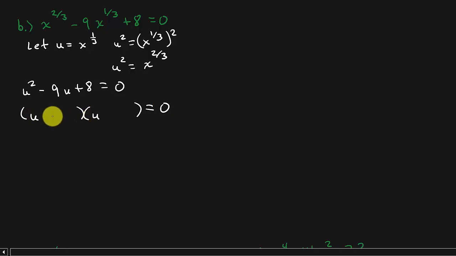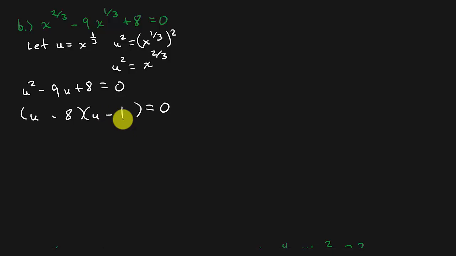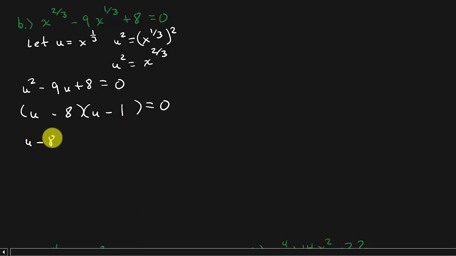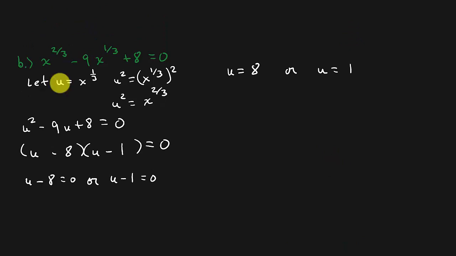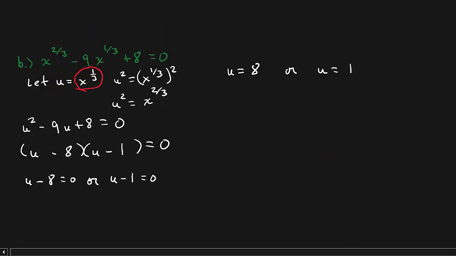So let's factor. That's U minus 8, U minus 1. So I get U minus 8 equals 0 or U minus 1 equals 0. So I get U equals 8 or U equals 1. All right, so now what did we do in the last one? Well, what does U equal? U equals x to the 1/3. So I'm going to replace the U's with x to the 1/3. So x to the 1/3 equals 8 or x to the 1/3 equals 1.